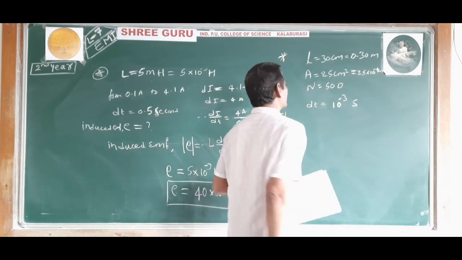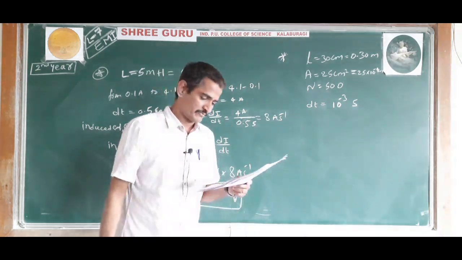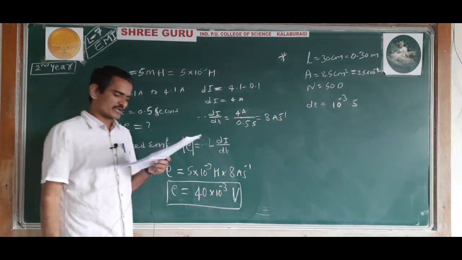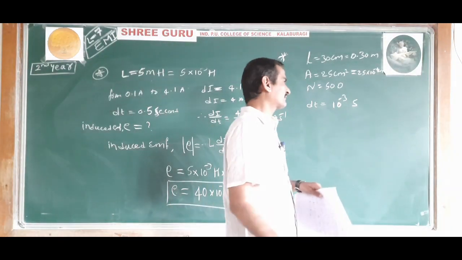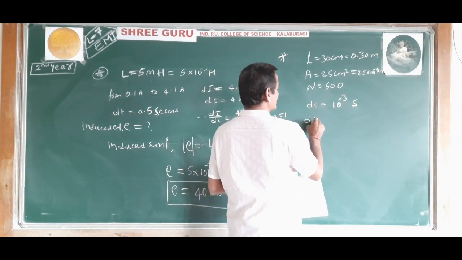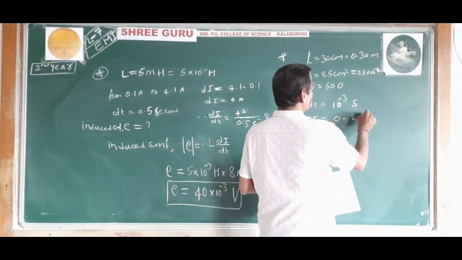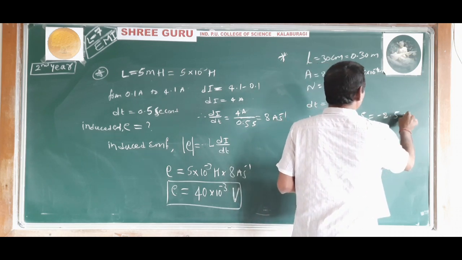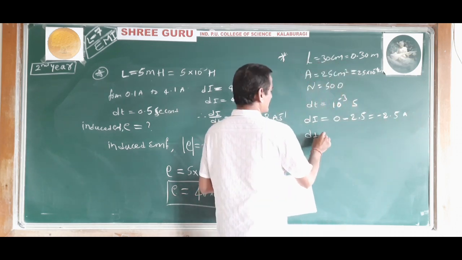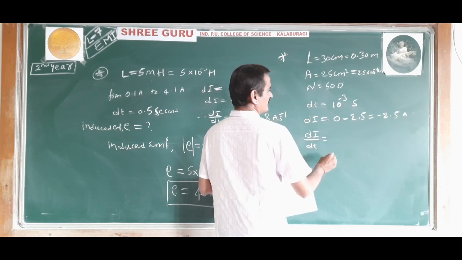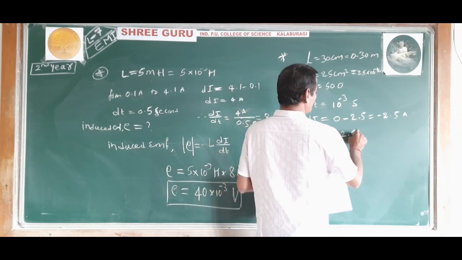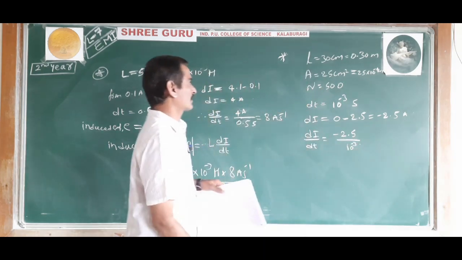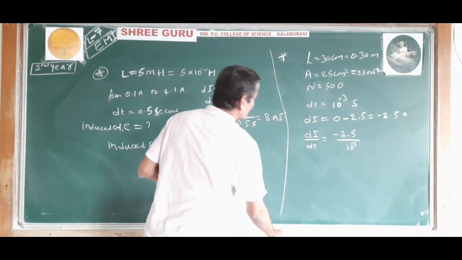So this is 10 to the power minus 3 second, and the current changes from where to where? 2.5 ampere to 0, because the current is suddenly switched off in a brief time. So the change in current is 0 minus 2.5, which comes out to be minus 2.5 ampere. So di by dt is equal to minus 2.5 divided by 10 to the power minus 3. Okay, so we want the average EMF.